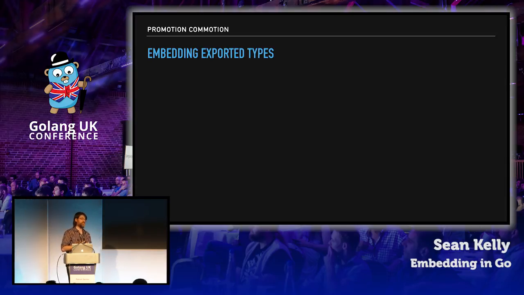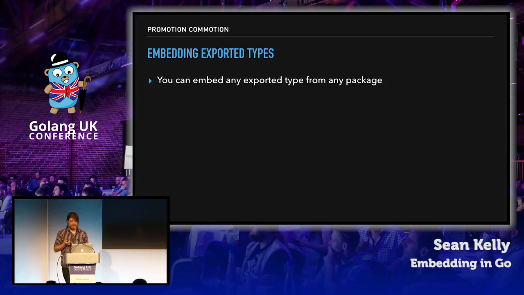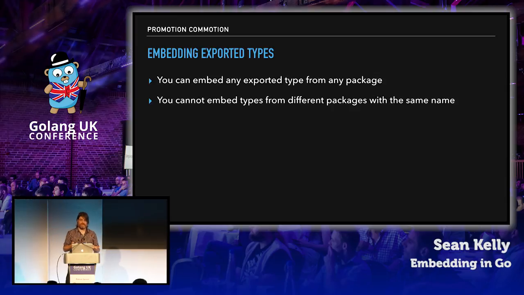And embedding isn't just limited to things in your own package, obviously. You can embed things that are exported from other packages. However, just like you can't embed two types from the same package into the same struct, you also can't embed two things from different packages that have the same name. So again, the name that Go chooses when it embeds something is the unqualified name. So pkg.T and pkg2.T, in terms of embedding, are basically the same thing with how Go considers embedding or promoting anonymous types.